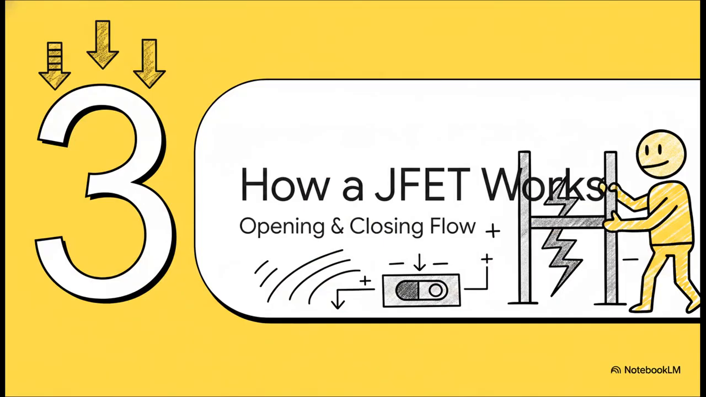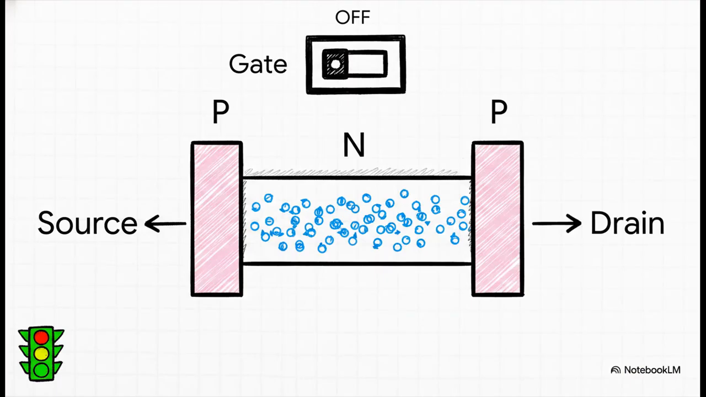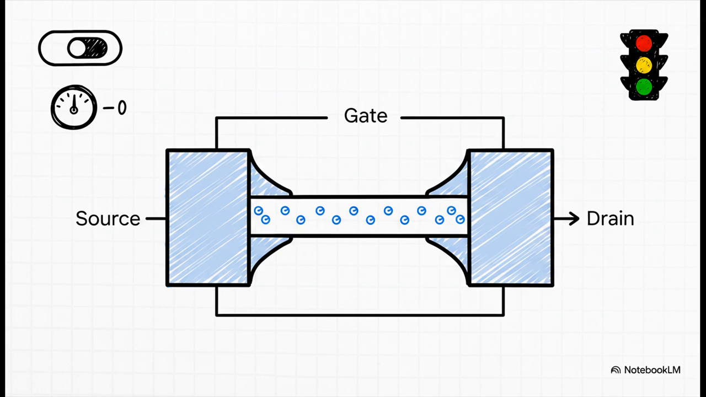All right, now for the really cool part. How does this little thing actually control electricity? We're going to look at 3 different situations to see this tiny traffic cop in action. So first, what if we just leave it alone? With 0 voltage applied to the gate, there's this naturally occurring thin layer called a depletion region, where there are no free charges. But it's tiny, so the channel is basically wide open, and electrons can flow from the source to the drain with no problem. The light is green.